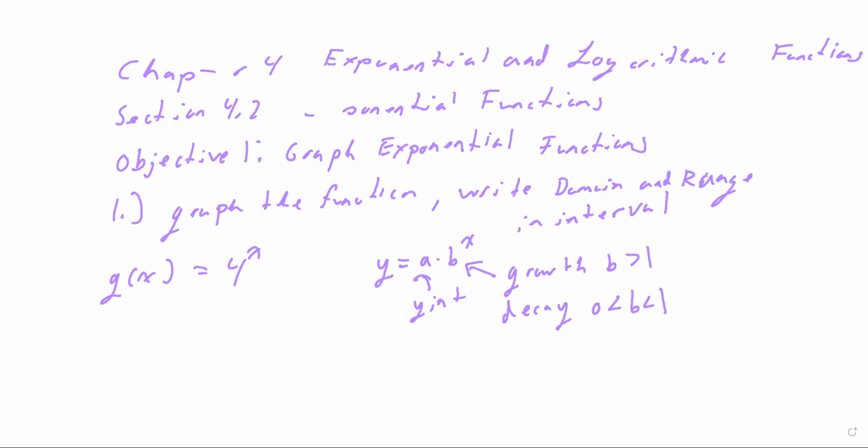I guess I should be more specific. Actually, I lied. If it's 1, it's not an exponential function at all. If B ends up equaling 1, you just have a constant line because you're just multiplying by 1 every time and it's never changing. So if it's greater than 1, it is a growth. If it's between 0 and 1, it is a decay. Hopefully that's rejogging some memories.